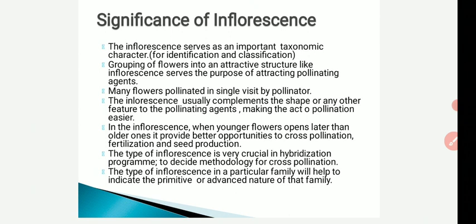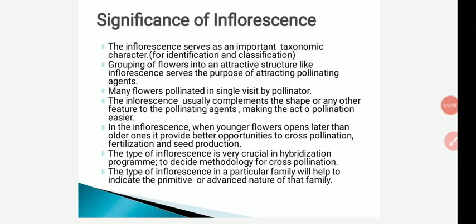Secondly, the chief function of a flower is to produce seeds. For this, the flower depends upon different agents like insects, birds, etc. for pollination. Hence, grouping of flowers into an attractive structure like an inflorescence serves the purpose of attracting pollinating agents. In an inflorescence, the small flowers are massed together and collectively become conspicuous and visible to pollinating agents, so that they are attracted, and these agents pollinate flowers and help in fertilization and formation of seeds.